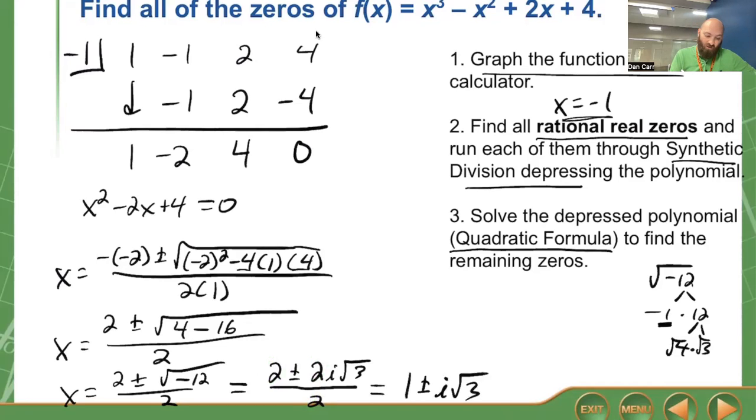So I have one real solution. Okay, I got one real, that x equals -1. And my 2 complex are going to be 1 plus or minus i root 3.